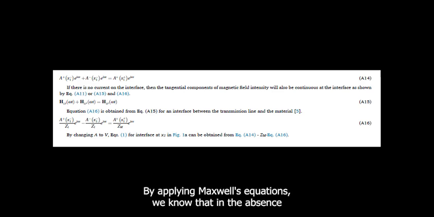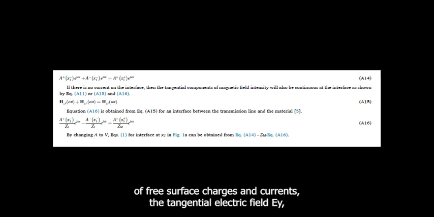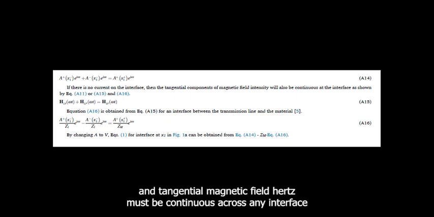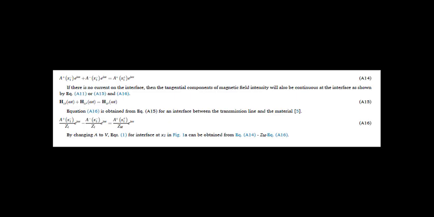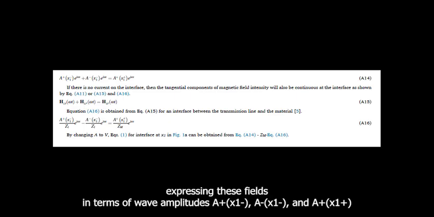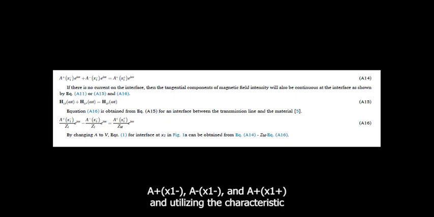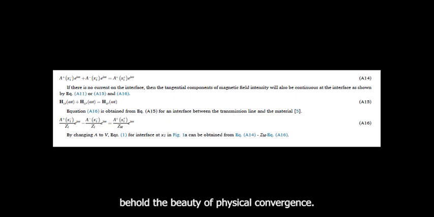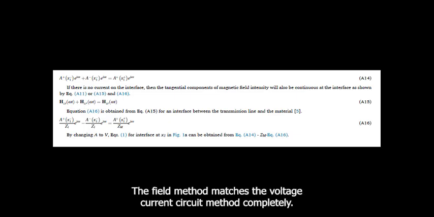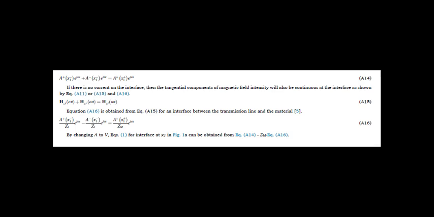By applying Maxwell's equations, we know that in the absence of free surface charges and currents, the tangential electric field Ey and tangential magnetic field Hz must be continuous across any interface. Expressing these fields in terms of wave amplitudes A plus, x1, A dash, x1, and A plus, x1 plus, and utilizing the characteristic wave impedance of the media, we solve once again. Behold the beauty of physical convergence. The field method matches the voltage-current circuit method completely.